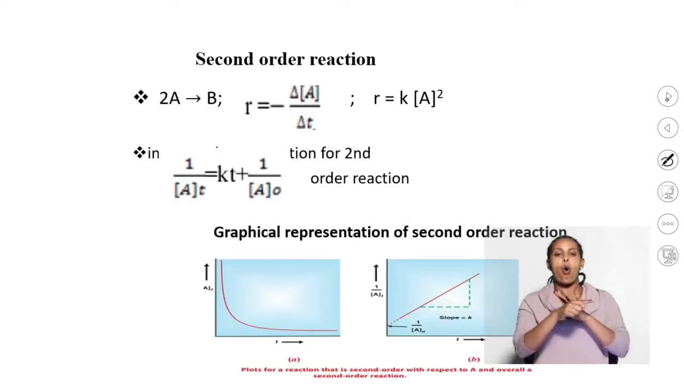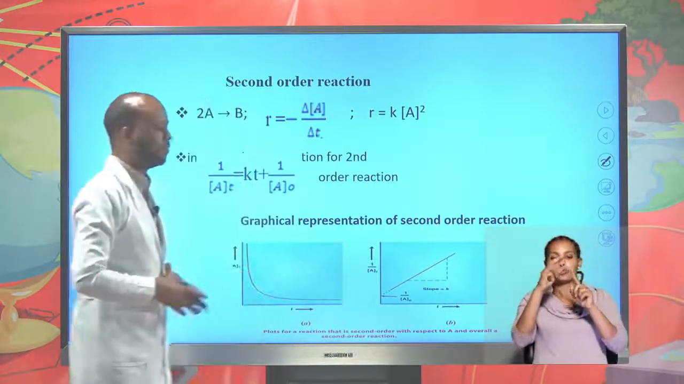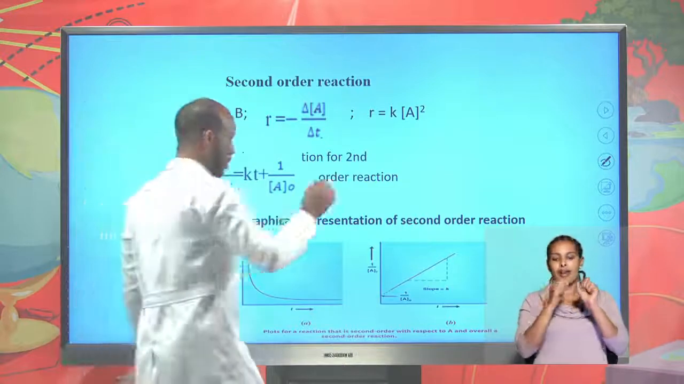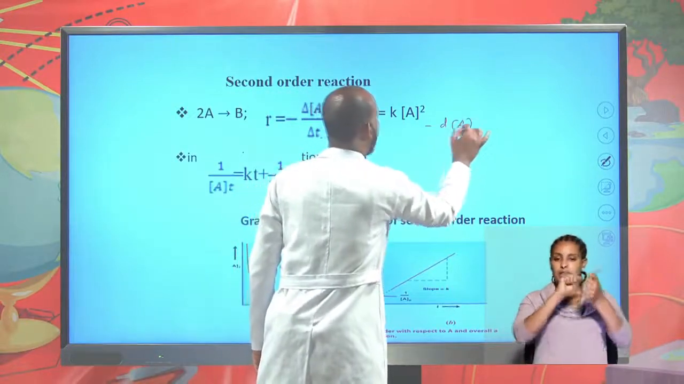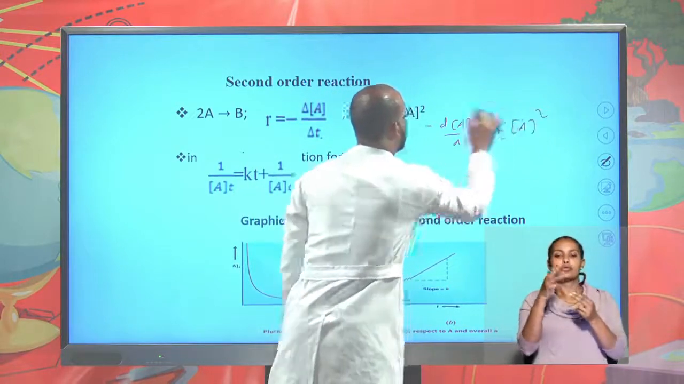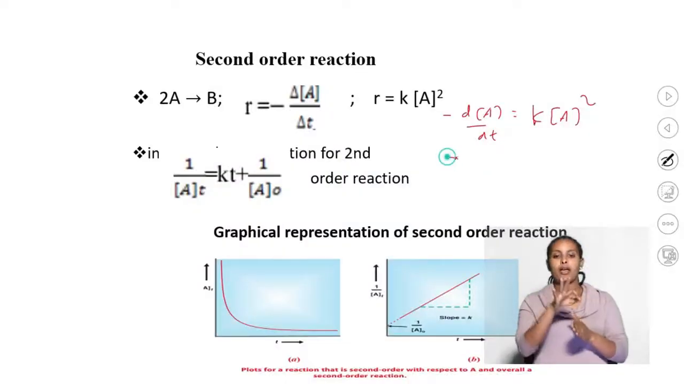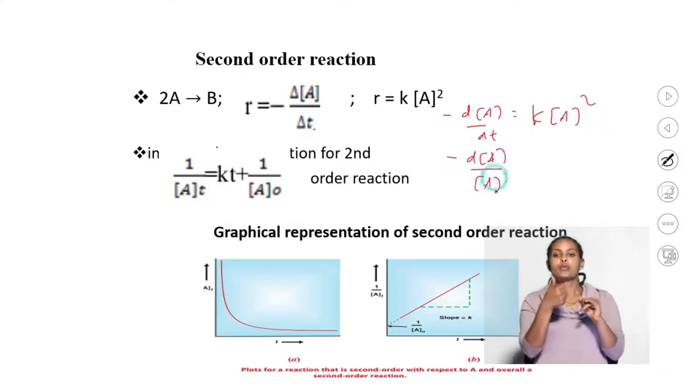Second order reaction. For a simple reaction, A to product, rate equals minus change in concentration of A divided by change in time. Again, rate equals K times concentration of A to the power 2. Using calculus, minus d[A] over dt equals K times [A] squared. Rearranging this, we get minus d[A] divided by [A] squared equals K times dt.